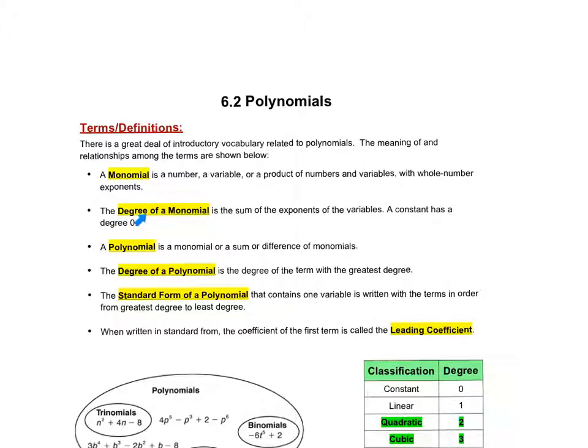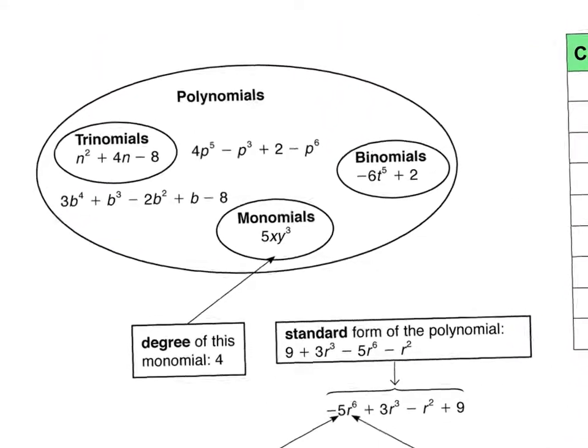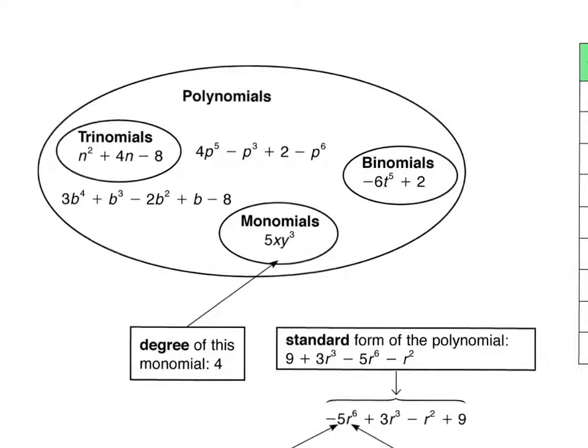The degree of a monomial is the sum of the exponents of all of the variables, and a constant has no variable, so its degree is 0. The degree of a polynomial is the degree of the term with the greatest exponent. So where you see the word degree, think of exponent. The standard form of a polynomial, you are going from greatest degree to least degree. So let's think about these for example. All of these are polynomials.